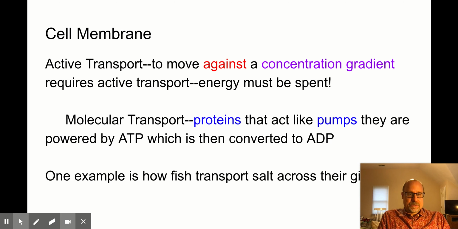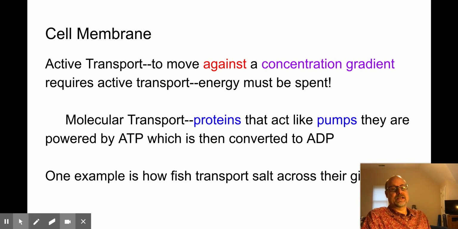One way that happens is through molecular transport, sometimes simply called active transport. What this is, there is a protein in the cell membrane that's literally pumping. And what it's doing is spending energy to suck something into the protein and then spit it out in the cell, or to suck something from the inside of the cell into the protein and spit it out to the area outside of the cell.